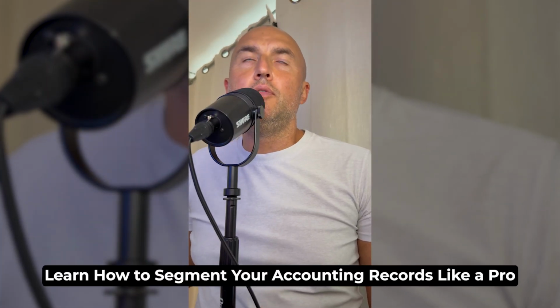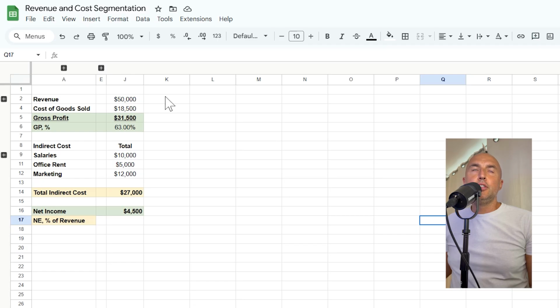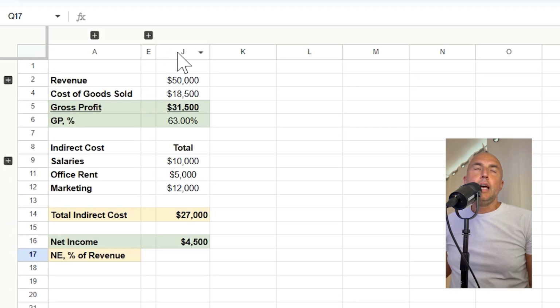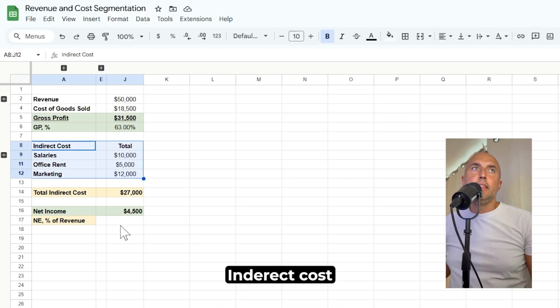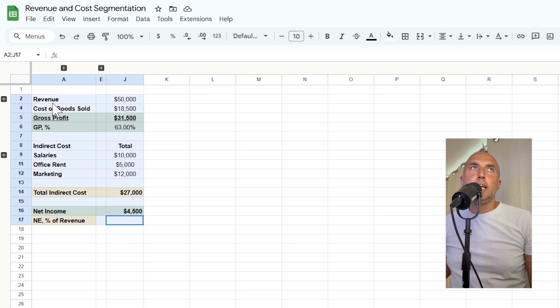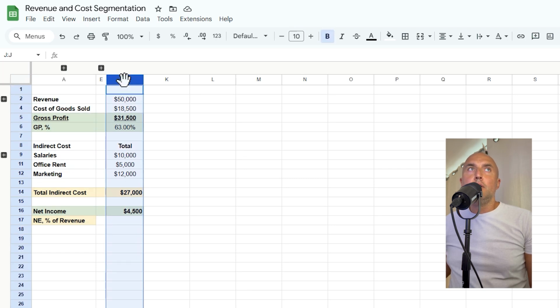So guys, in this video, we're going to talk about the segmentation of your accounting records. What is segmentation? Basically, most companies track their P&L as one group of items. There is a revenue, cost of goods sold. They have some breakdown of their indirect costs, and that's what their income statement looks like. Basically, just one column of items.